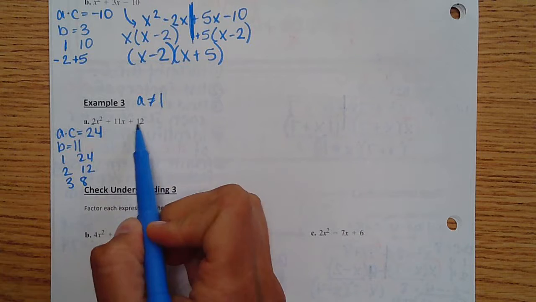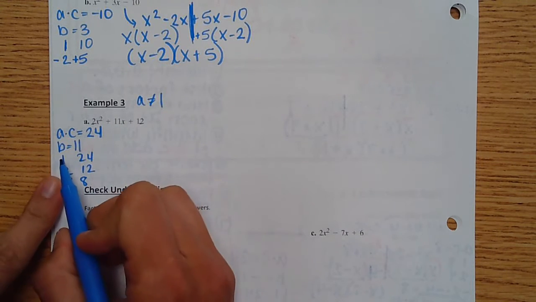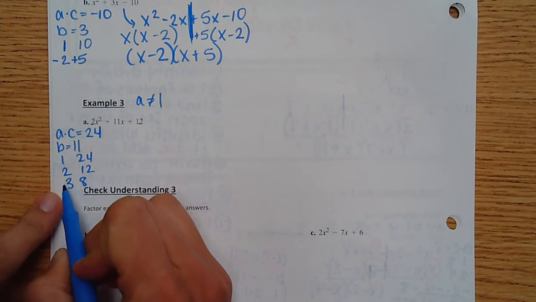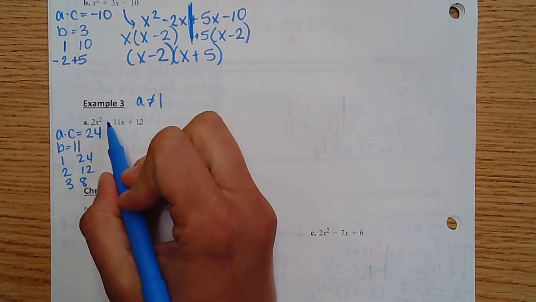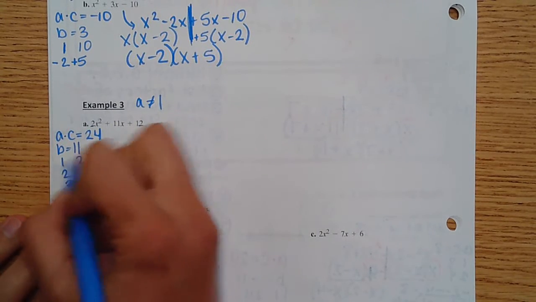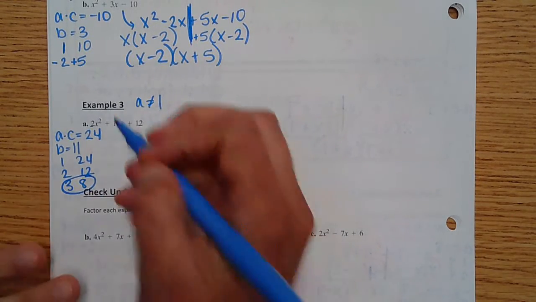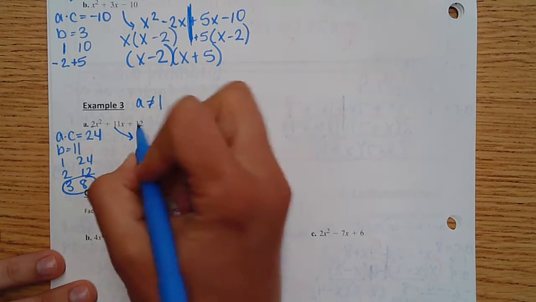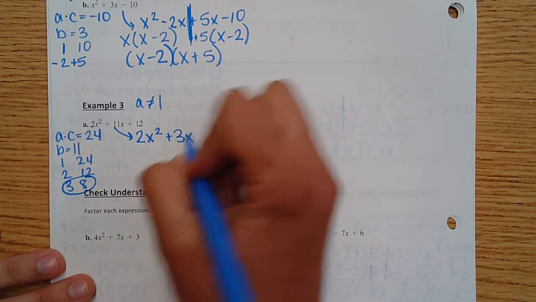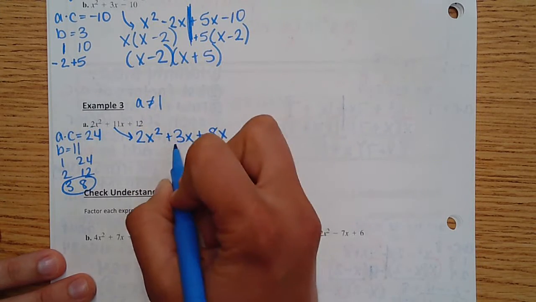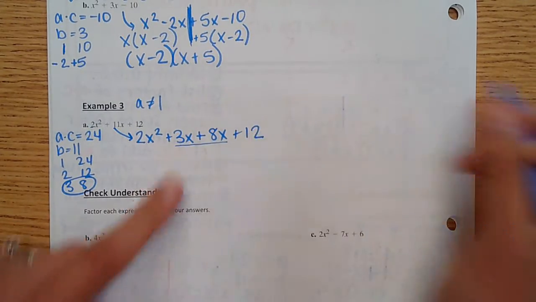A times C, 2 times 12 is 24. B is 11. We have to make sure they add up to 11. So we have 1 and 24, 2 and 12, 3 and 8 are our factors. Since this is positive and this is positive, I know that both of these are going to be positive. So which ones add up to 11? Are 3 and 8. So we bring this down and we change our b. We get 2x squared plus 3x plus 8x. So I'm just swapping out the 11x and writing it like this. Bring down our plus 12.